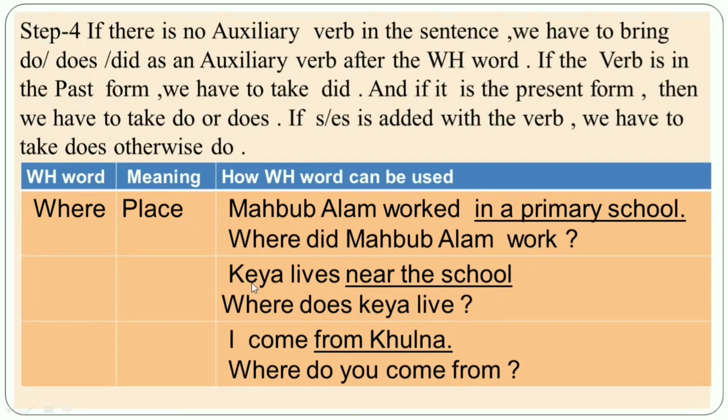Second one, Kia lives near the school. Here you can see near the school indicates the place. So write here where. Then look for the auxiliary verb. Is there any auxiliary verb or not? No, no auxiliary verb. So you have to take do, does, did as an auxiliary verb. As s is added with the verb, then you have to take does. So write here does, then the subject Kia, then the present form of the verb live. So live here and question mark. So where does Kia live?